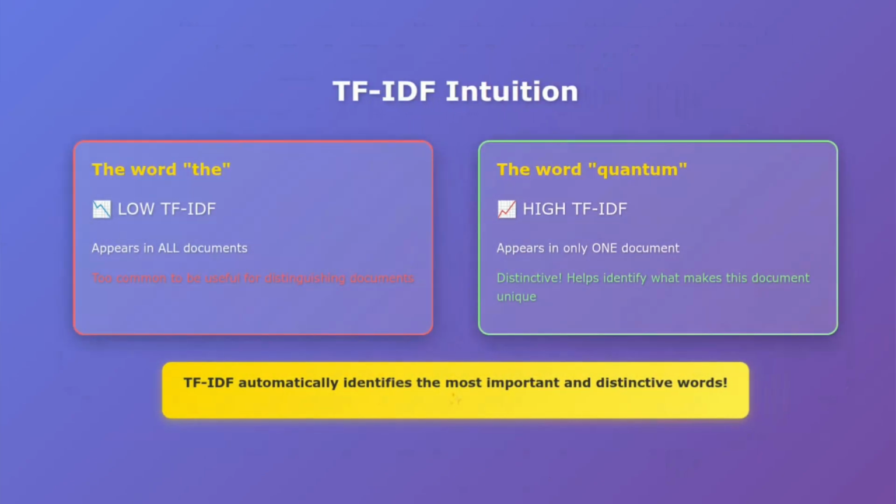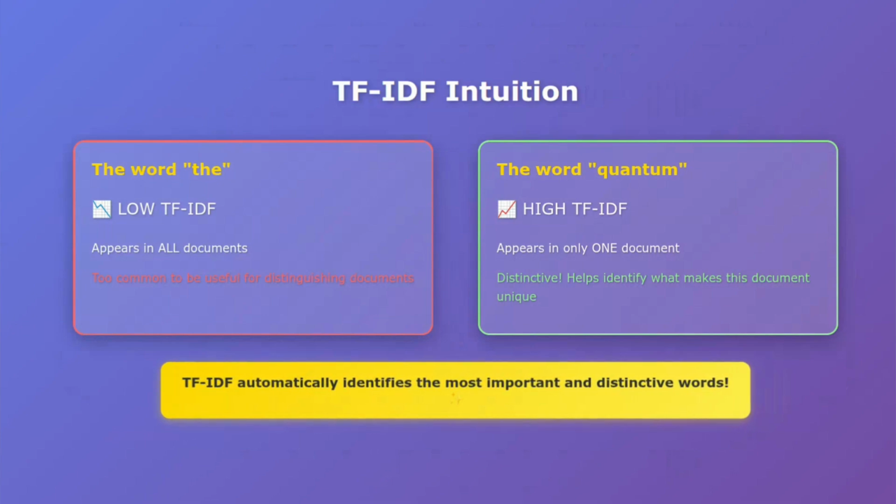Let me make this crystal clear with a concrete example. Take the word "the". It's everywhere, right? It appears in virtually all documents. So when we calculate its IDF, we're dividing by a large number, the total document count. This gives us a very low IDF and therefore a low TF-IDF score. TF-IDF is essentially saying, hey, this word is too common to be useful for distinguishing documents.